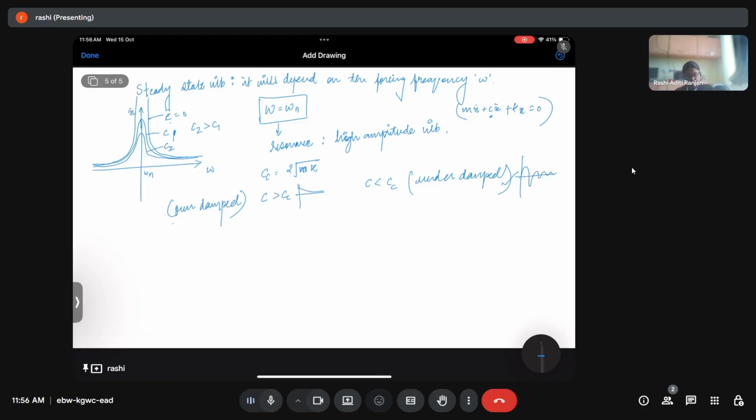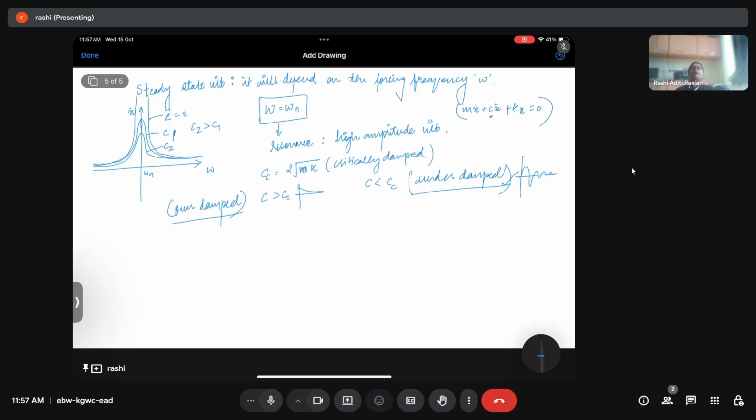Okay, so these are the cases of overdamped and underdamped systems. And these are the three possible cases that we are going to have. Anyways, we can have a critically damped system as well. So these are the three possible cases that we can have. Now it will depend upon how our practical system is, that we can have a critically, over, or underdamped case.